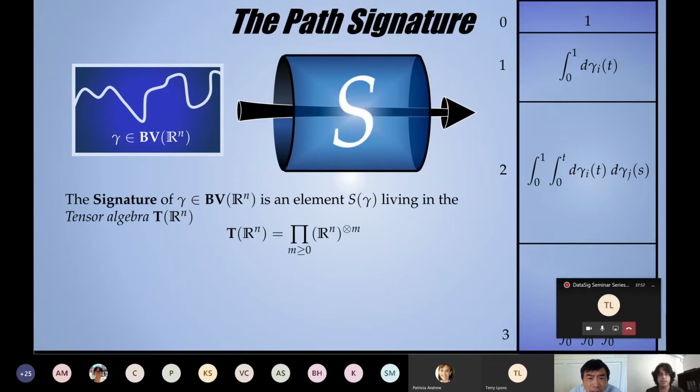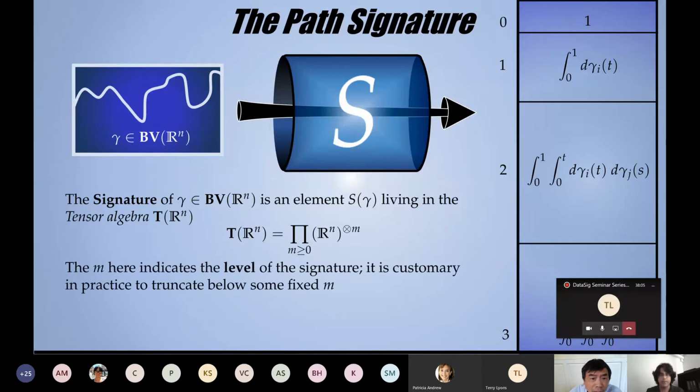more level 2 terms than the level 1 term, and so on. And of course, the signature is this element that lives in the tensor algebra. So that's the product of all of these terms. And M is indicating the level of the signature. If you're dealing with finite amounts of patience and computer memory, then it's customary to just truncate this whole thing instead of going all the way out to infinity at some high fixed M. And of course, the mth level has n to the m components, which is why the strips are getting fatter.